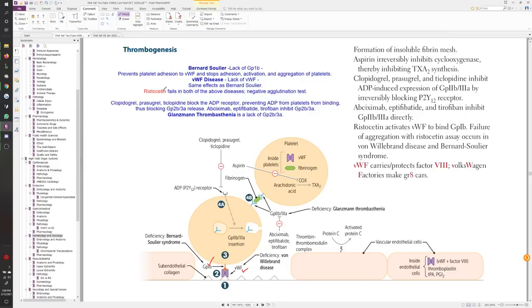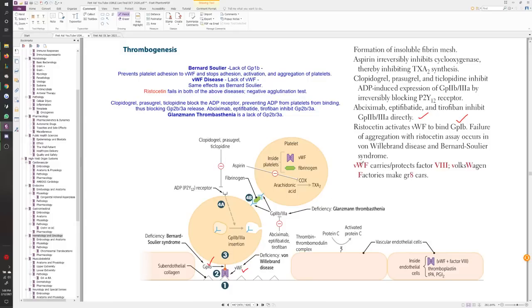When you do the ristocetin assay, ristocetin actually fails in both of the above diseases. There will be a negative agglutination test. So what does the ristocetin assay do? Well, ristocetin actually activates von Willebrand factor to bind GP1B. So you see it's revolving around the same two guys once again. So if your von Willebrand factor or GP1B are missing, giving ristocetin won't activate this connection. If the problem is anything else, then you give them ristocetin, this connection will still happen.